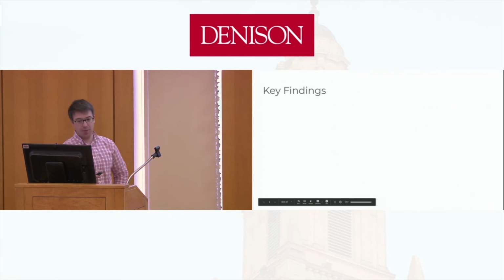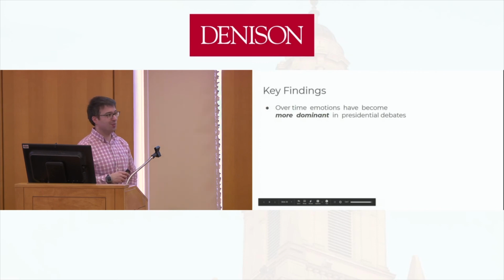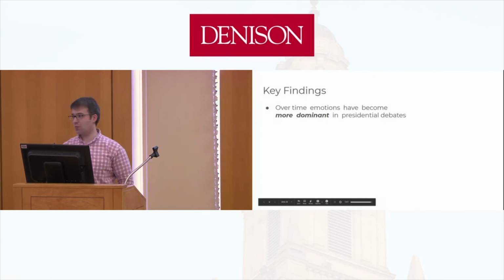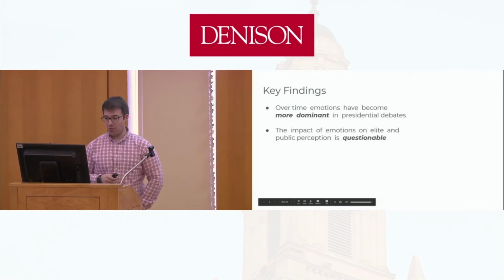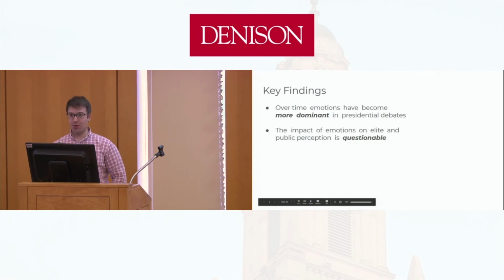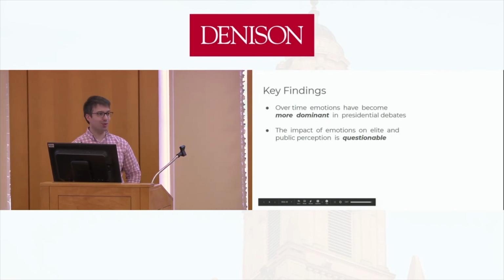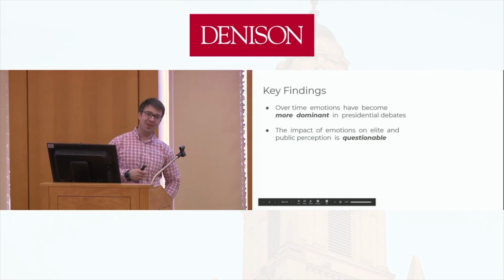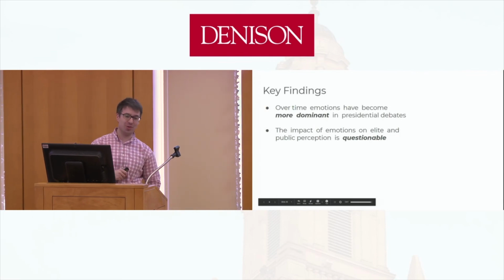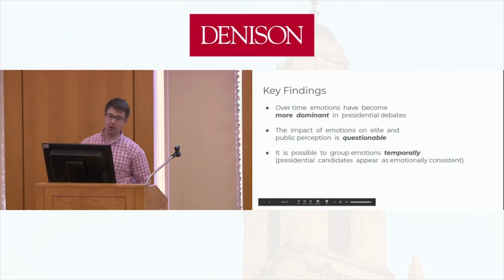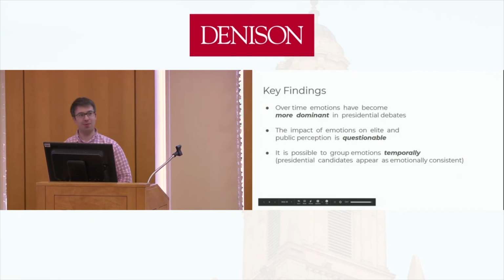Okay, so what are my key findings? Over time, emotions have become more prevalent. Non-neutral emotions are on the rise, neutral emotions are declining. The impact of emotions on elite and public perception is questionable. I couldn't find evidence, although this was the most difficult part of my analysis. I had to transform and collect a lot of data for endorsements. It wasn't fruitful. It's possible to group emotions temporally. Probably people change over time along with emotions. People's emotions change over time.